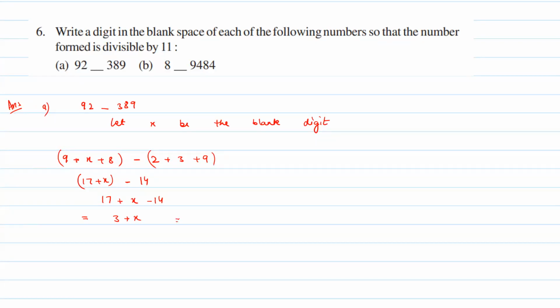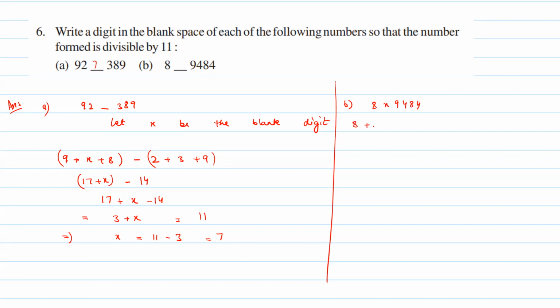3 plus x should be equal to 11. Now it cannot be equal to 0, so we will take it as 11 only. We are just filling it with the smallest one. So it implies that x will be 11 minus 3, which is 8. So here it will be 8. For the B part also, you will do it like this.